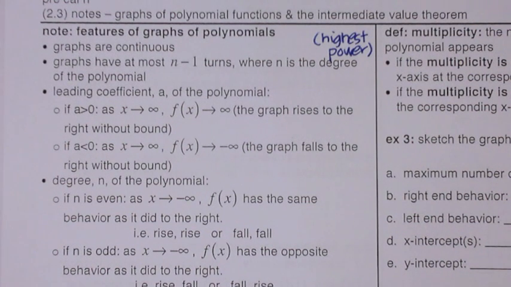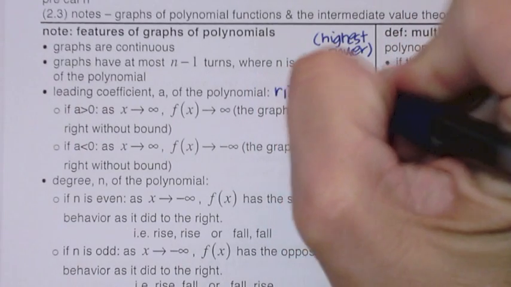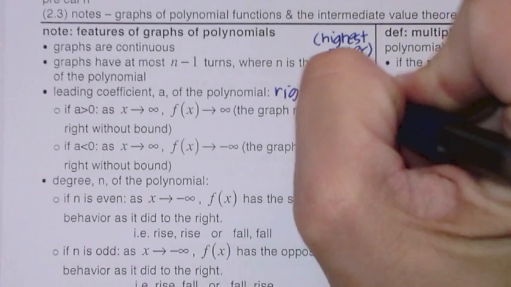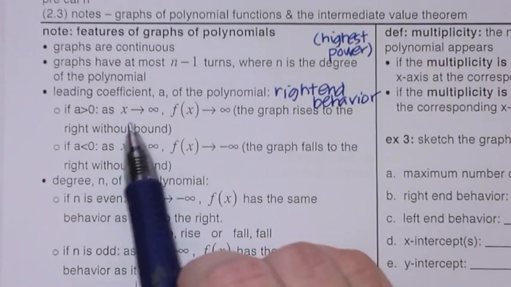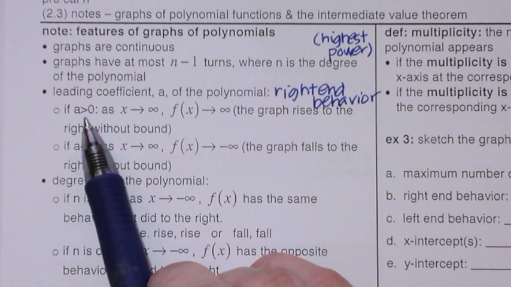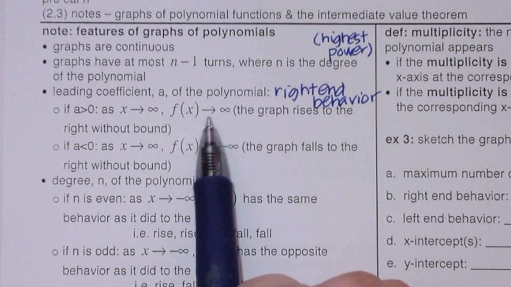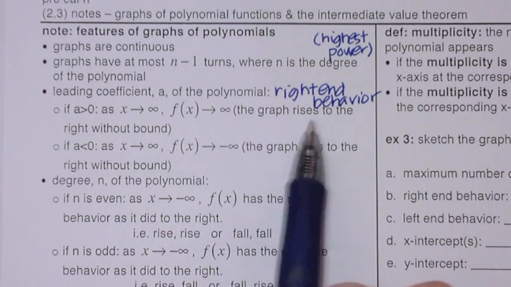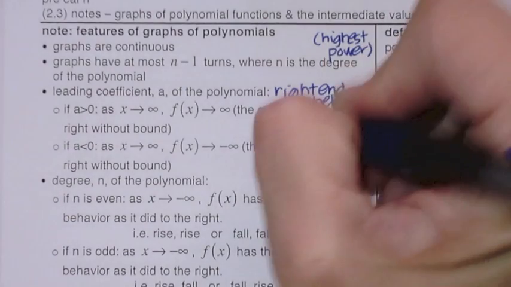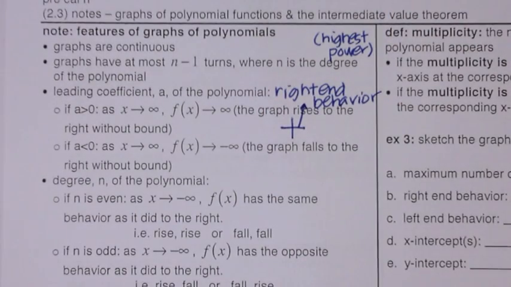So the next thing is what we're going to call the end behavior. This first one is the right end behavior, what the graph is doing to the right. That means as x is getting bigger. If the leading coefficient, which is a, is positive or greater than 0, as the x's get bigger, the y's will also get bigger. So the graph is going to rise to the right without bound. If you want to draw your little graph, it just means that it's going up like that. Whatever the graph looks like to the right, it would be going up.